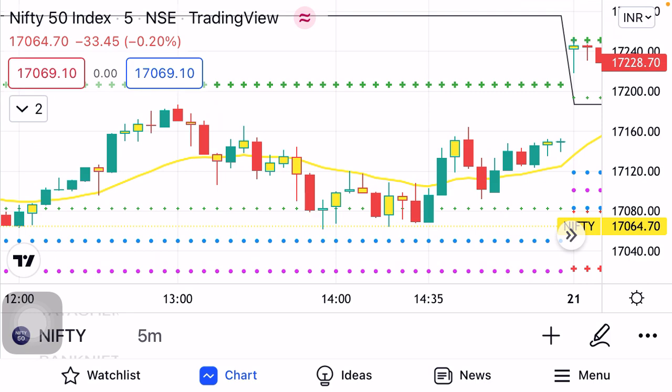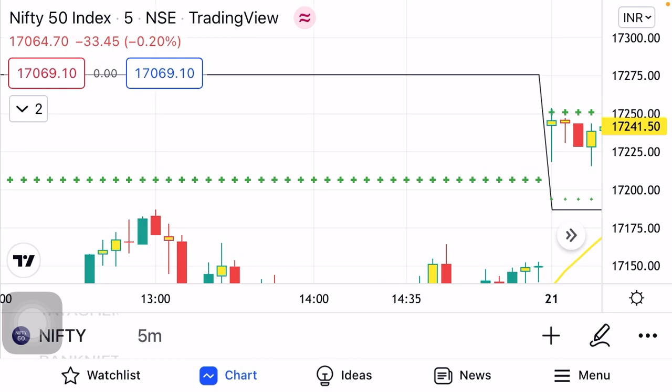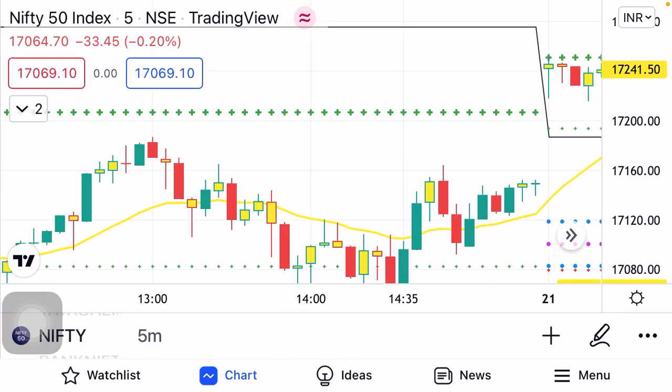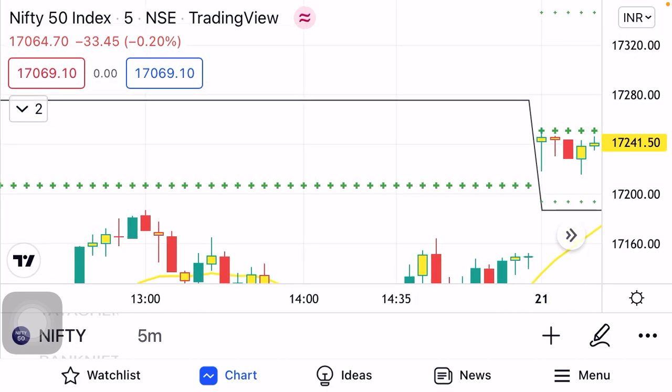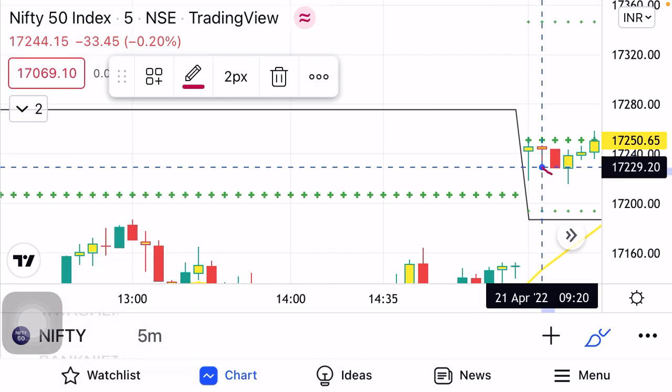Okay, the CPR has turned upside, and 21st is Thursday. See, the first 5 minutes candle, the market has opened with a gap. Since the CPR is in uptrend, we will be in buying position only. And if you observe here, the first 5 minutes candle has not crossed H4. But if you observe here, this wick is there, right?